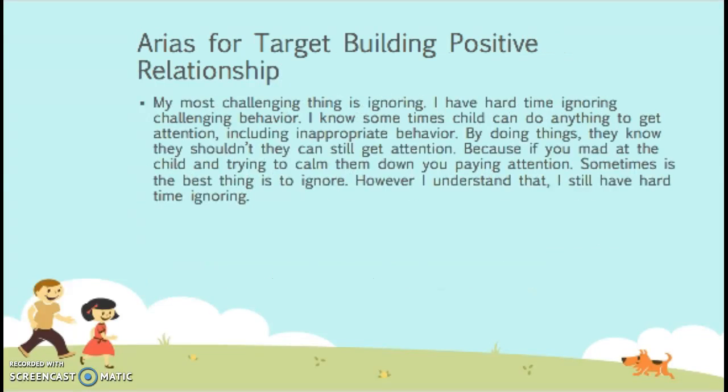Areas to target in building positive relationship. My most challenging thing is ignoring. I have a hard time ignoring challenging behavior, such as attention-seeking behavior. I know sometimes a child can do anything to get attention, including inappropriate behavior, by doing things they know they should not. They can still get attention, because if you meet a child and try to calm them down, you are still paying attention. Sometimes the best thing is to ignore. However, I understand that I still have a hard time doing that. Hopefully I will get better.